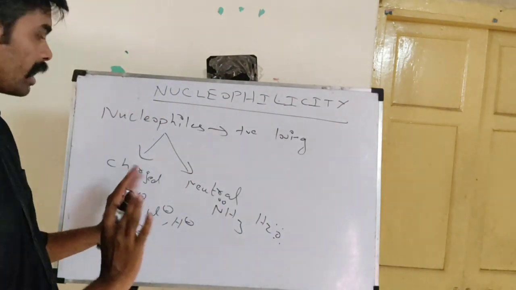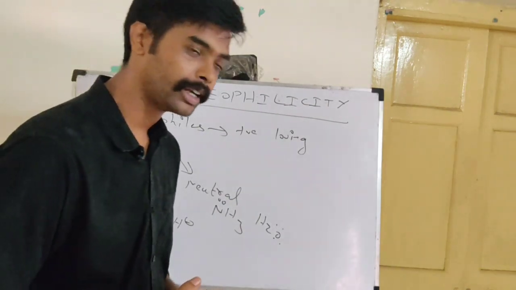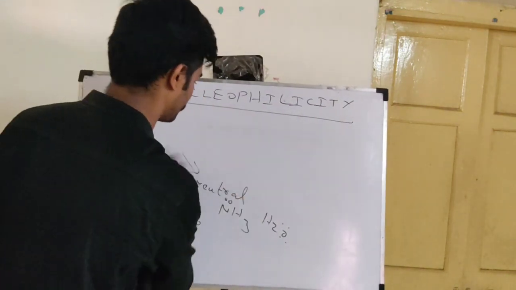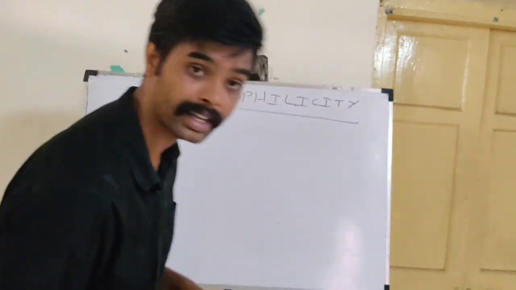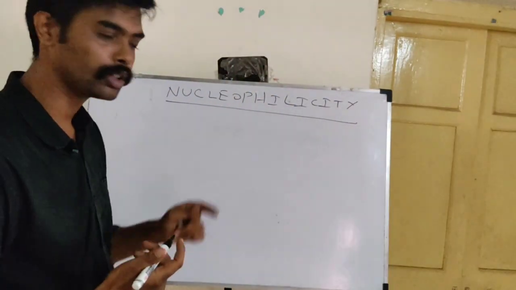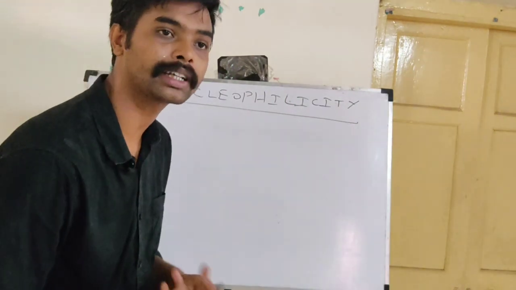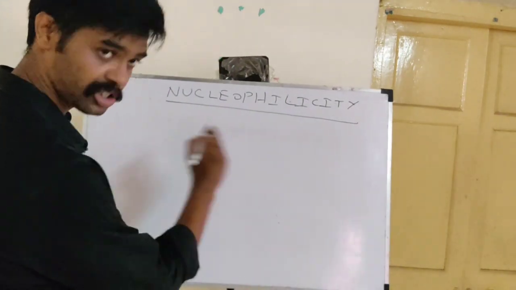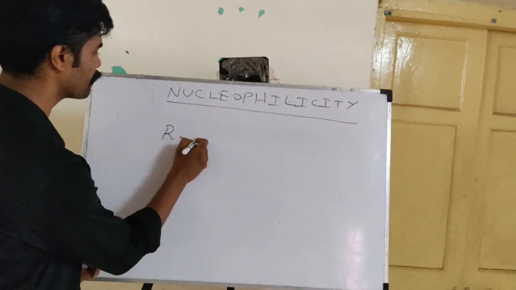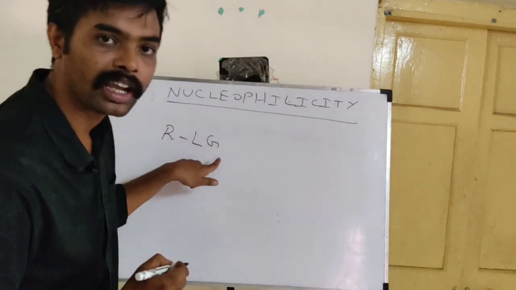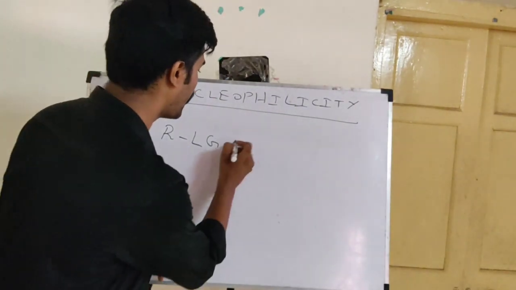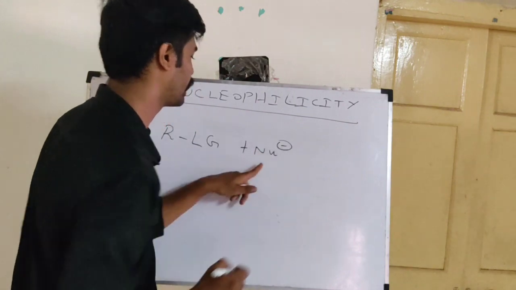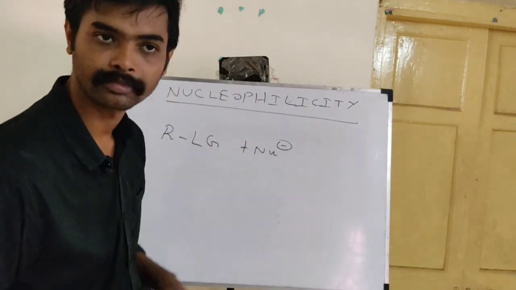So now that we have a grasp of what exactly nucleophiles are, first let me give you a general equation for a nucleophilic substitution reaction, right? So the reaction goes like this. I have some R-LG. LG represents the leaving group, which is going to come out from this substrate, and I am going to have the incoming nucleophile. I am going to represent the nucleophile like this with a negative charge.